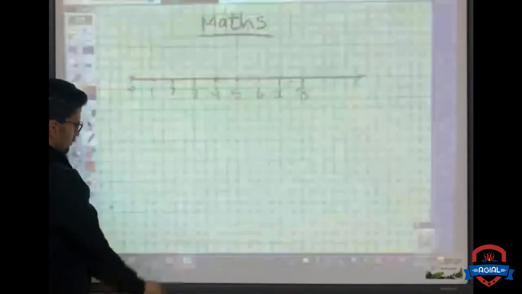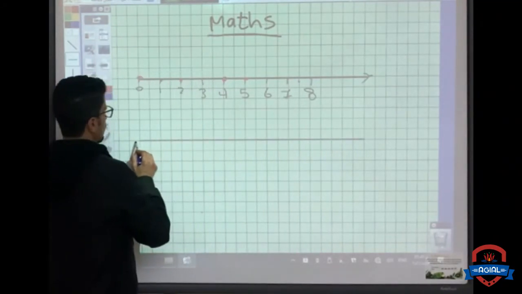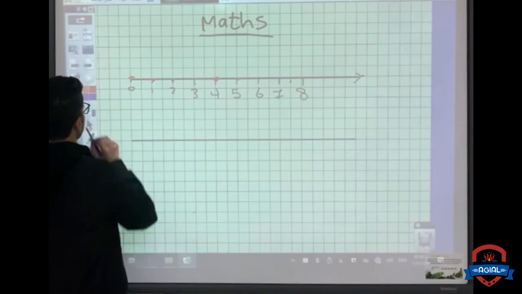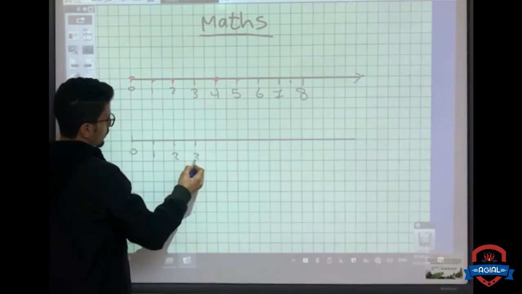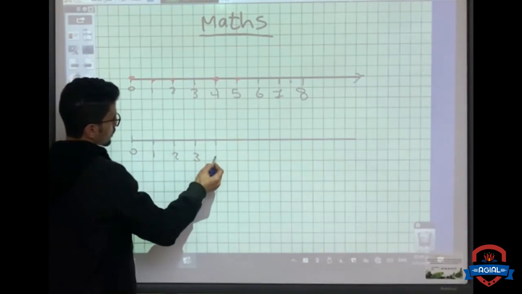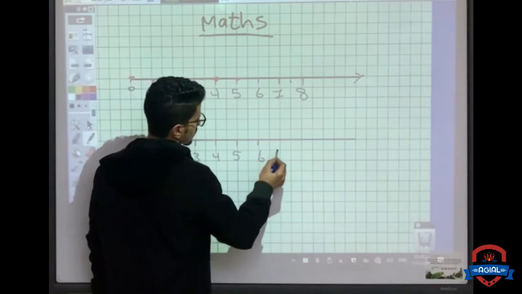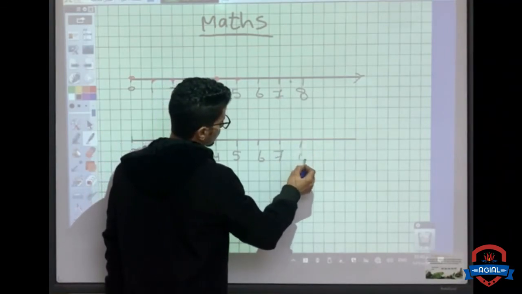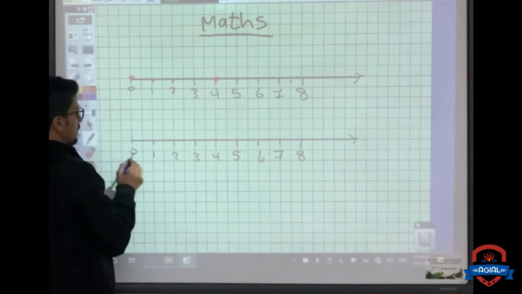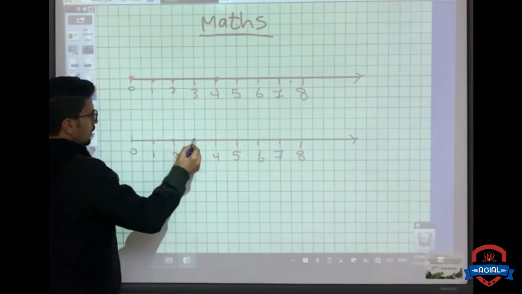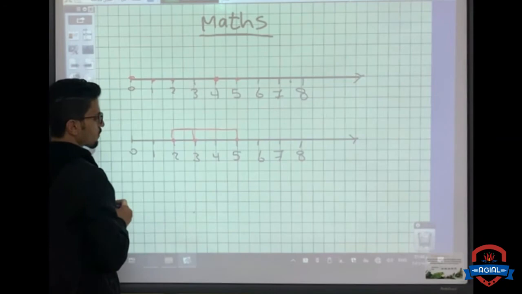So let's represent it on a number line. So we have to draw this number line. Then we represent the three numbers. So we start with 0, 1, 2, 3, and the distance between every two numbers should be equal. Then 4, 5, 6, 7, 8, and so on. So we need to represent the prime factors of 30, which are 2, 3, and 5. So this is the set of prime factors of 30.